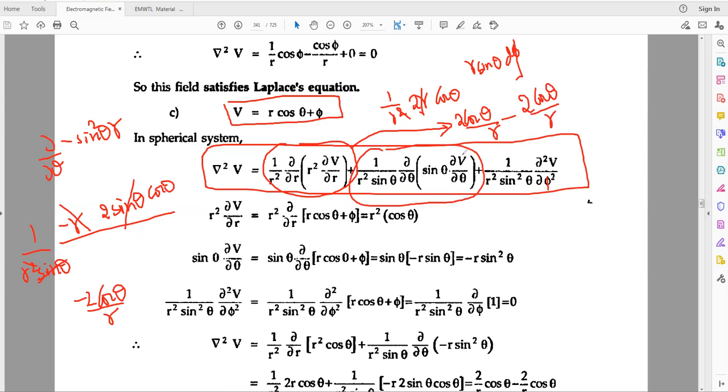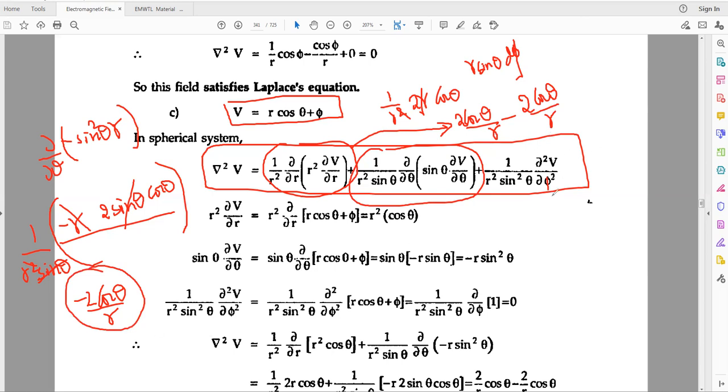Once again, I will explain. ∂V/∂θ: r is a constant and the derivative of cosθ is minus sinθ, which is multiplied with sinθ, so I have minus r sin²θ. Again apply the derivative with respect to θ. Minus r is a constant, and sin²θ gives 2 sinθ cosθ. Multiplied with 1/(r² sinθ), this gives minus 2cosθ/r. That is the second term.